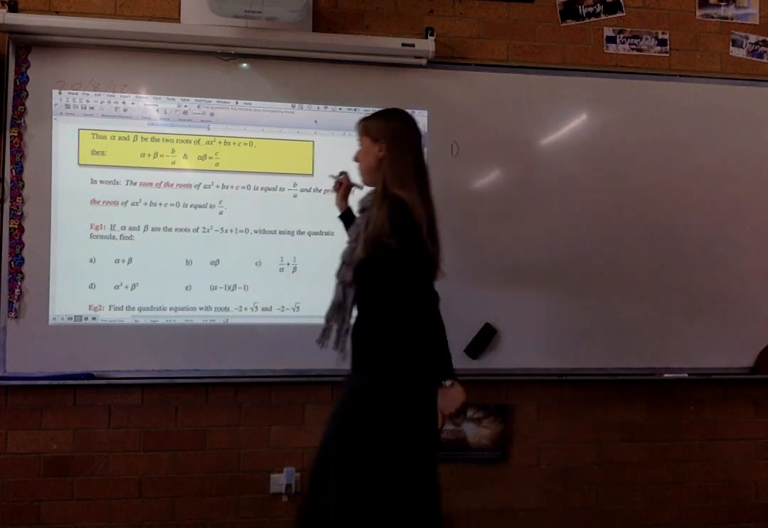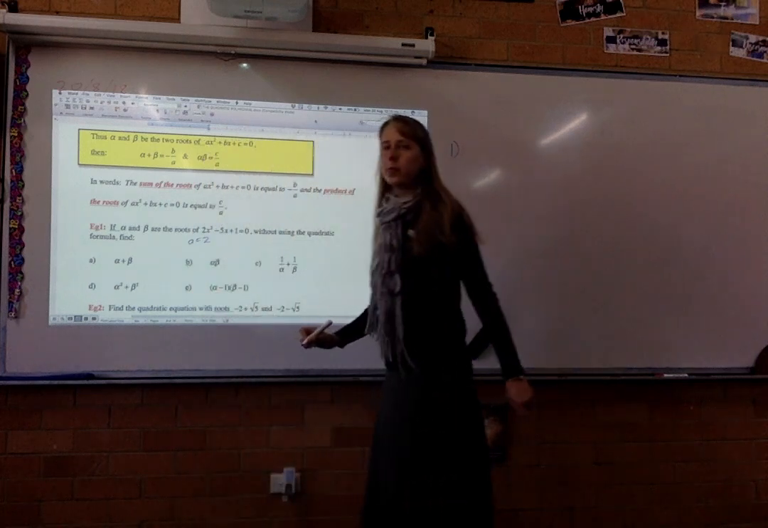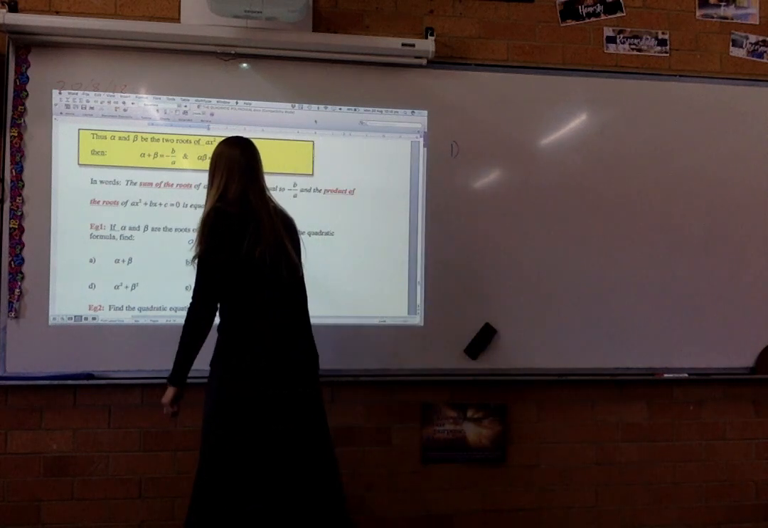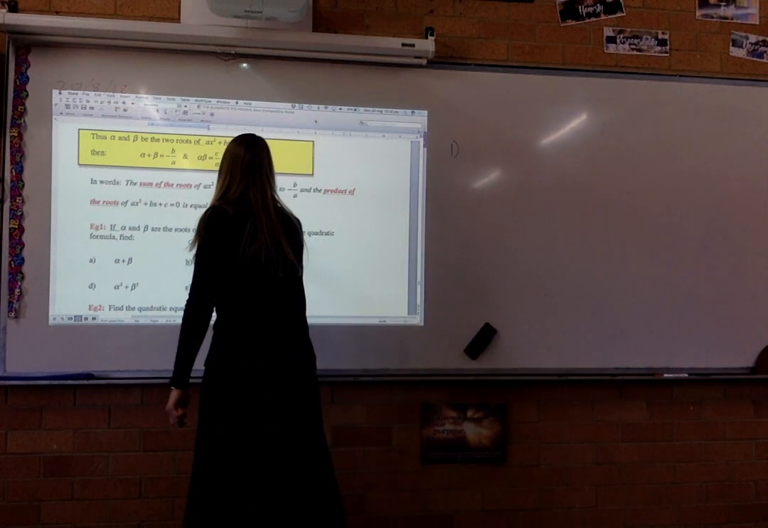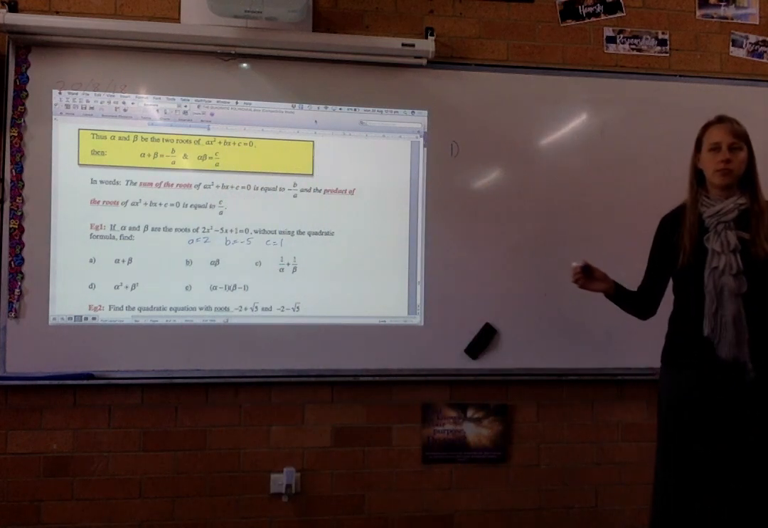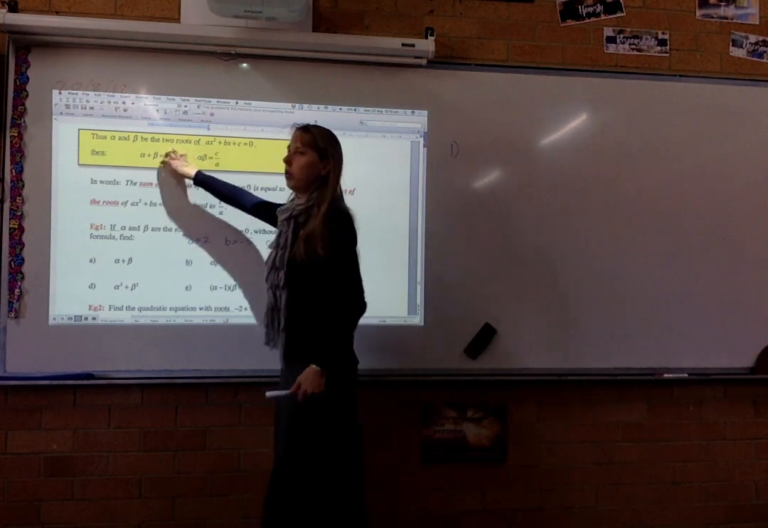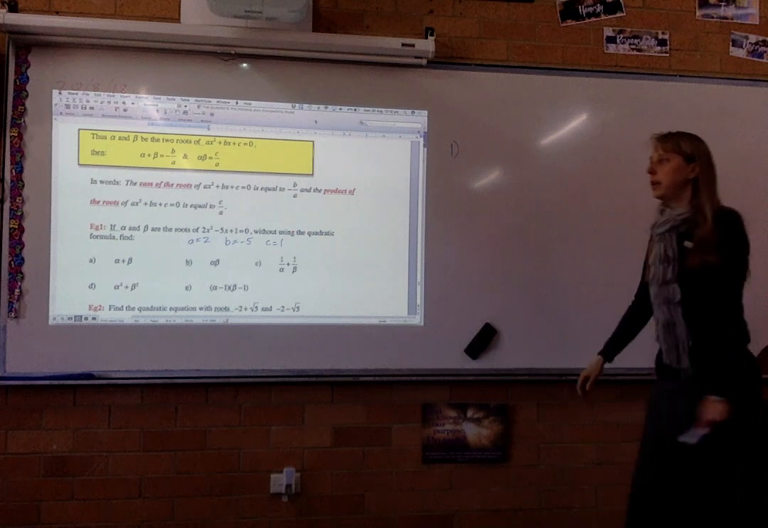So in this first example, I know that A equals 2. I know that B equals -5, and I know that C equals 1. We're okay with that? So now I just sub these numbers into these two formulas you've just been given.